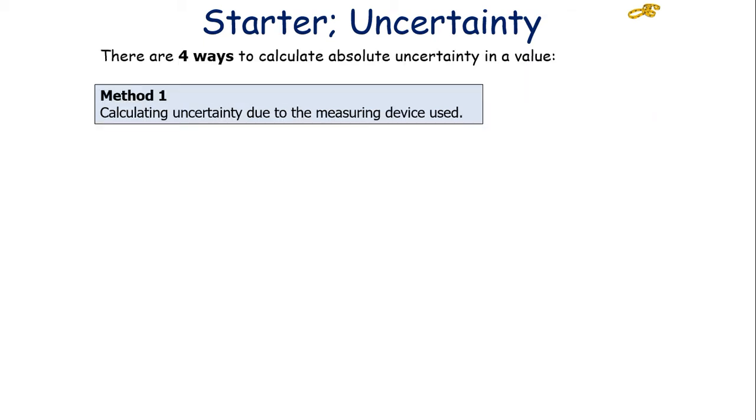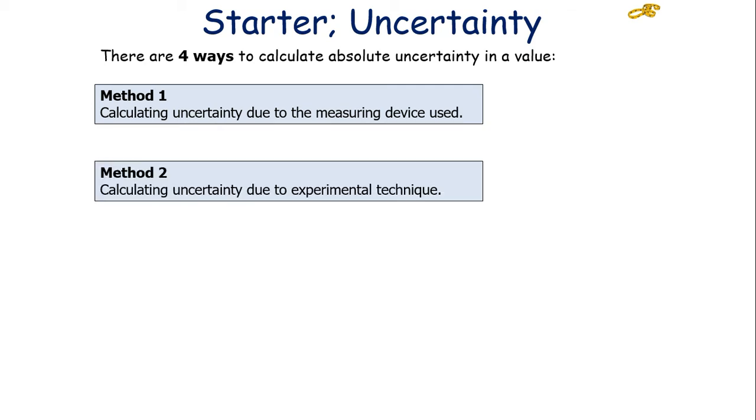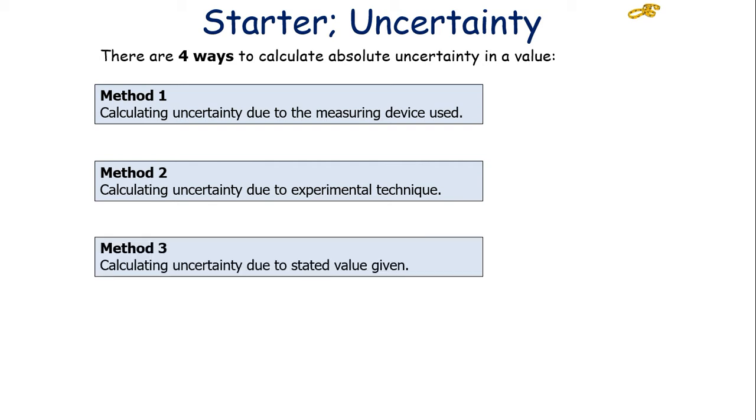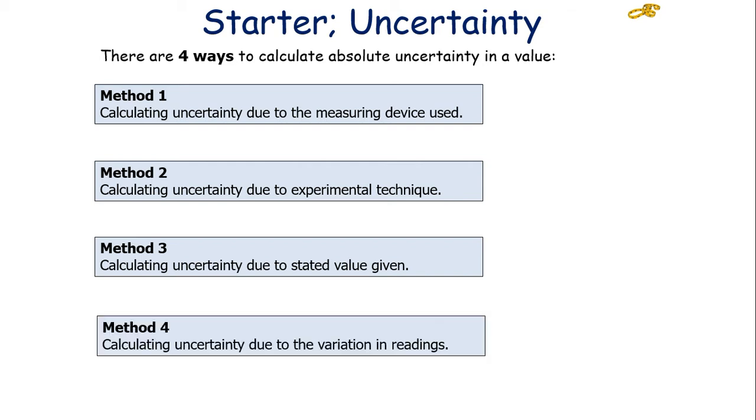Now, there are 4 ways to calculate the absolute uncertainty in a value, which is the numerical value of uncertainty. Method 1 is calculating the uncertainty due to the measuring device used. Method 2 is calculating the uncertainty due to experimental technique. Method 3 is calculating the uncertainty due to a given value that's been stated. And method 4 is calculating the uncertainty due to a variation in repeated readings.